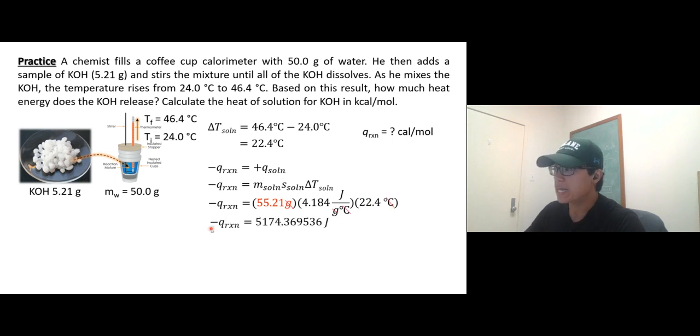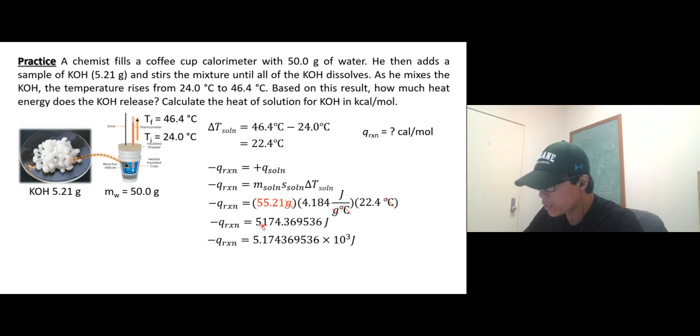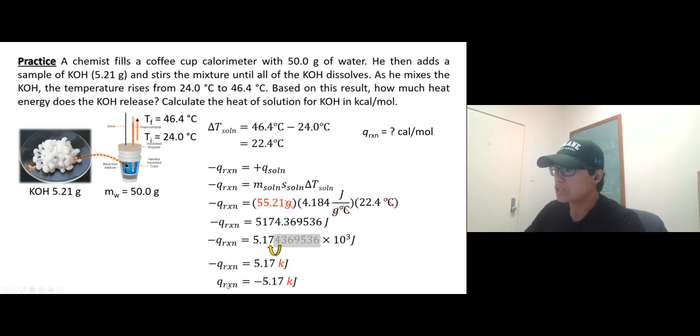All right, times -1 on both sides. Sorry. Change the decimal first, 1, 2, 3. You get 5.174, and so on, times 10 to the third. And then round down to 3 sig figs, like 22.4. So you get 5.17 kilojoules, times -1 on both sides. You should get that the reactant loses energy by 5.17 kilojoules. All right? So that's the first question.